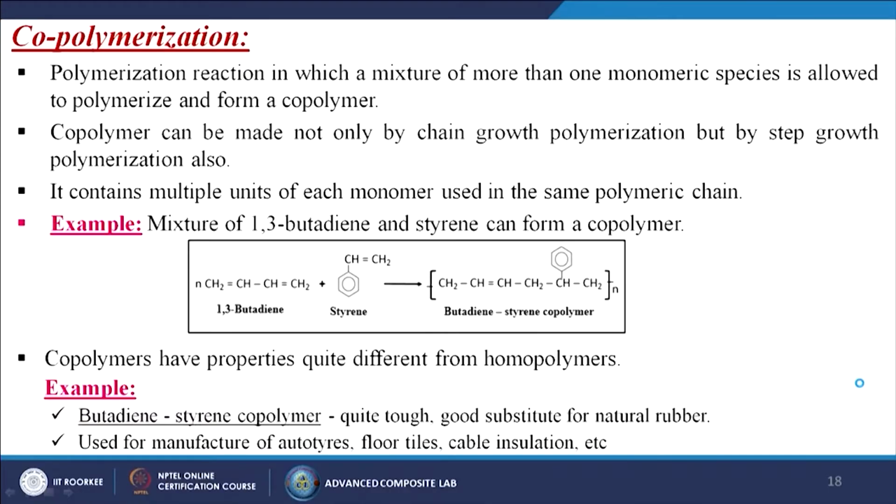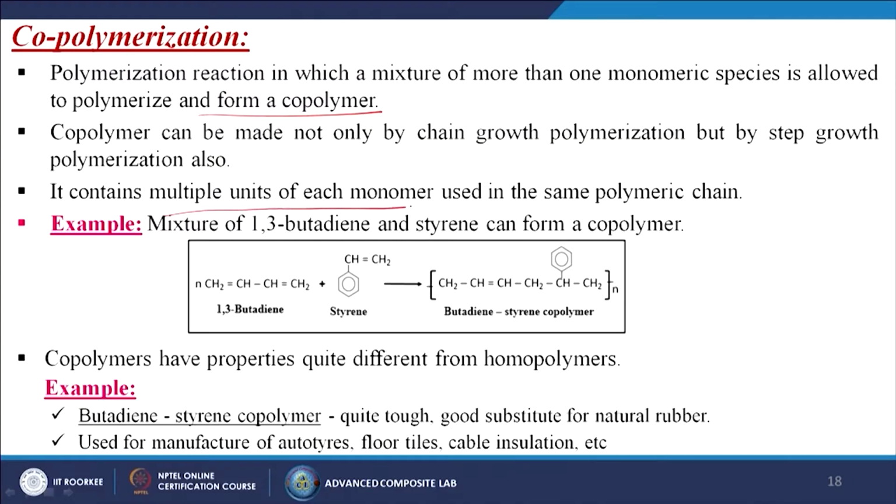Copolymerization is a polymerization reaction in which a mixture of more than one monomeric species is allowed to polymerize and form a copolymer. Copolymers can be made not only by chain growth polymerization, but by step growth polymerization also. A copolymer contains multiple units of each monomer used in the same polymeric chain.